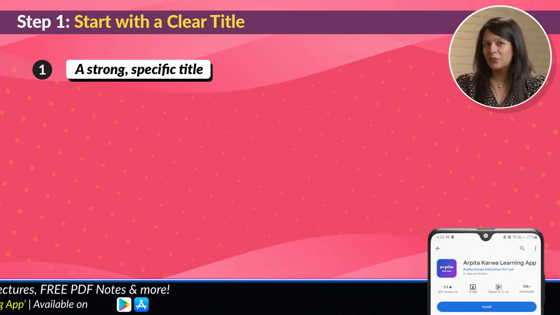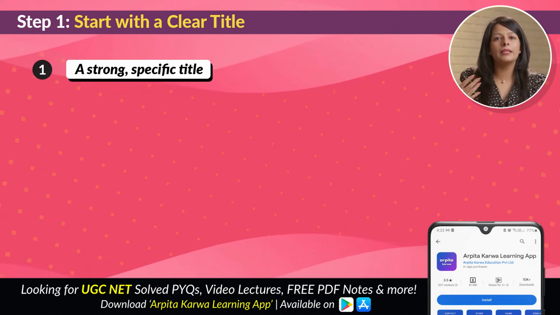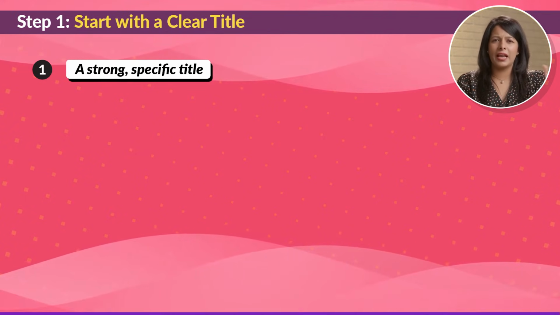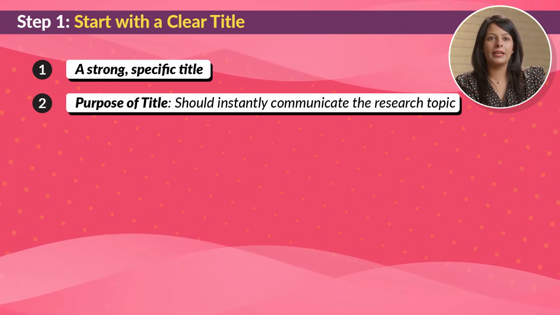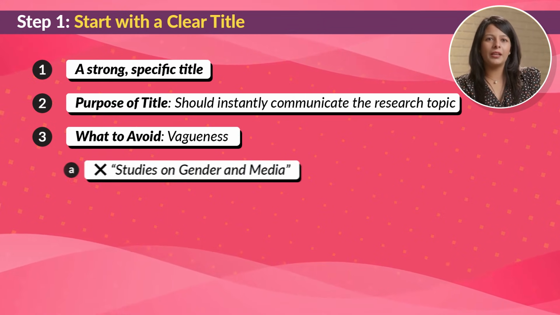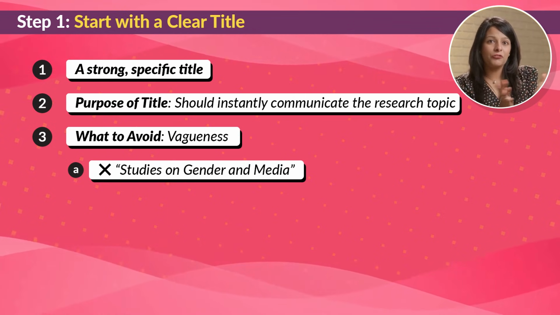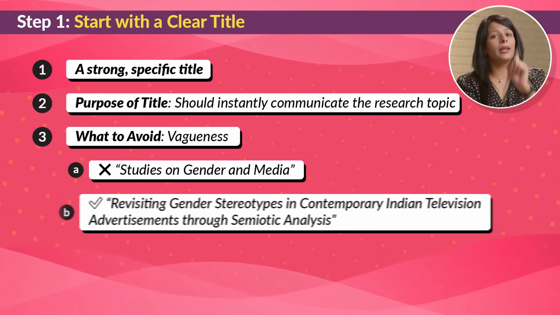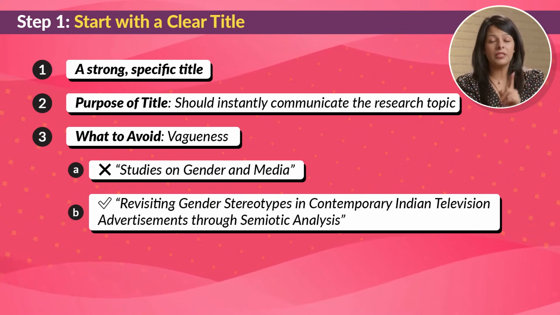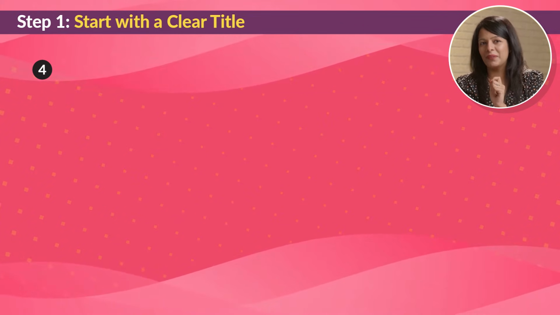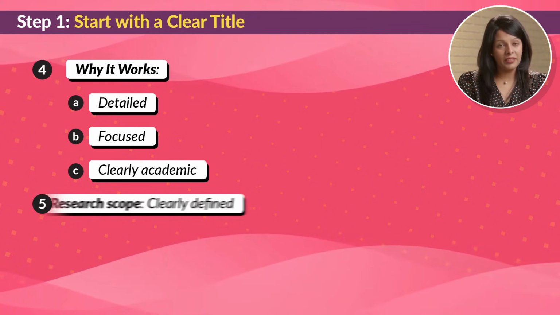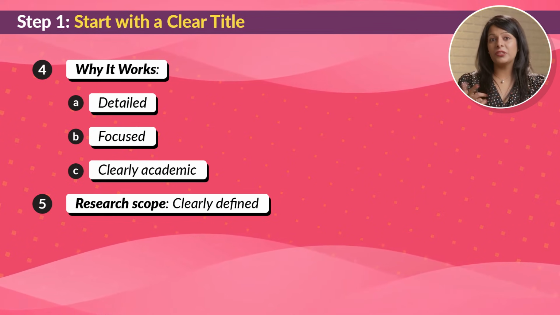The first and most important thing that you need to remember is that your research proposal needs a strong, specific title. The title should instantly tell the reader what your research is about. Think of the example I mentioned earlier. A vague title like Studies on Gender and Media leaves too much to the imagination. Instead, try something like Revisiting Gender Stereotypes in Contemporary Indian Television Advertisements through Semiotic Analysis. This title is detailed, focused, and clearly academic. It gives your reader an immediate sense of your research scope.